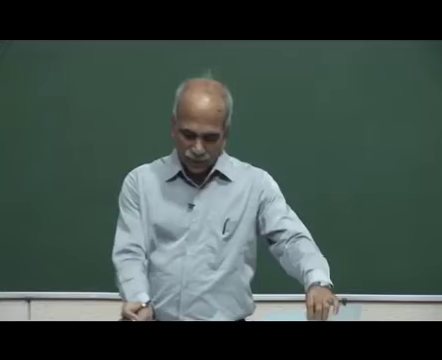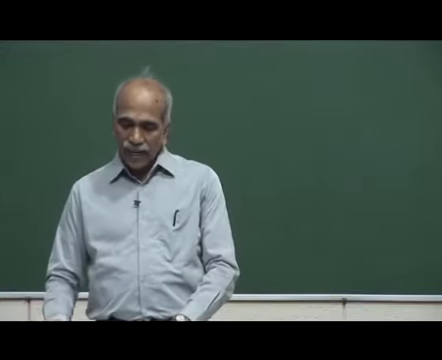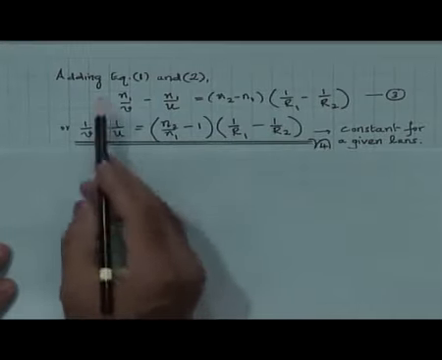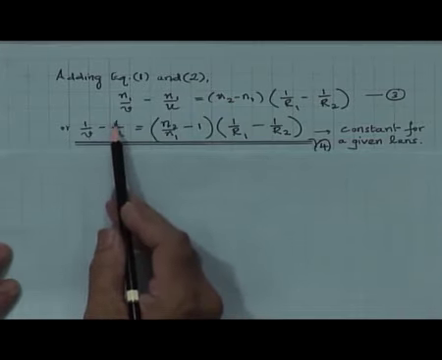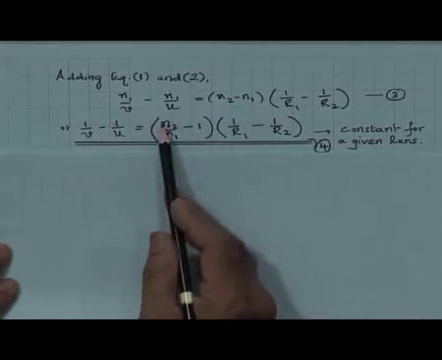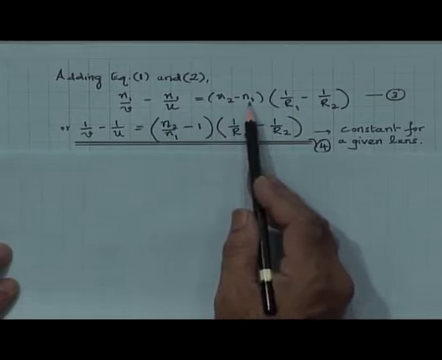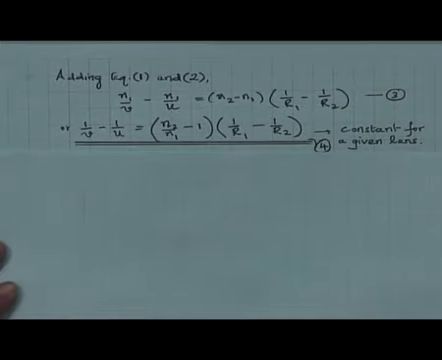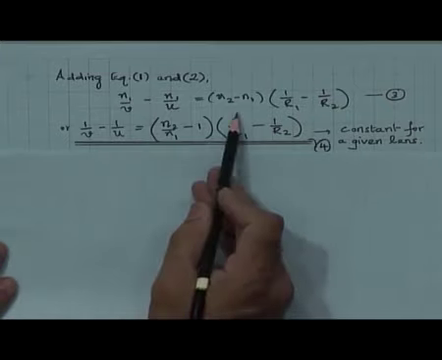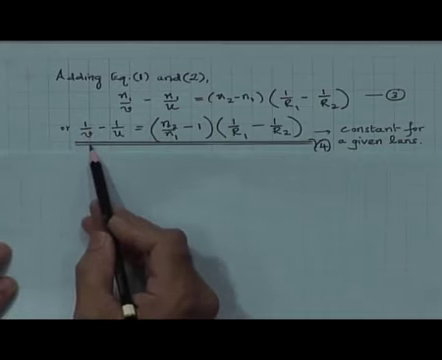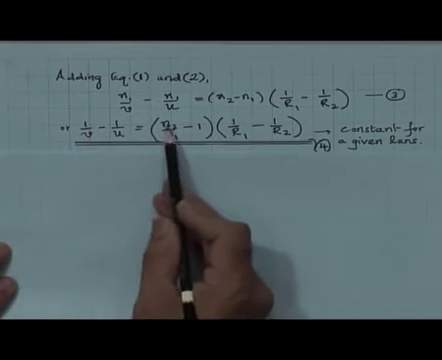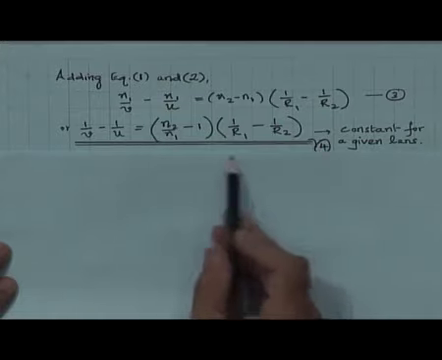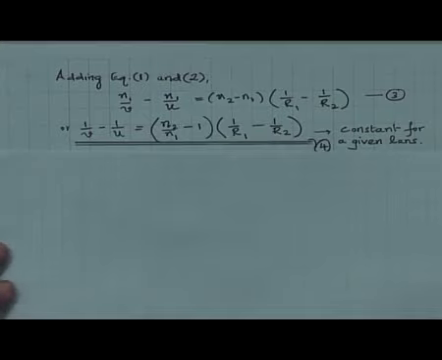So, let me show in the next slide here. Therefore, adding equations 1 and 2, let us focus here. Adding equations 1 and 2, we get n 1 by V minus n 1 by U is equal to n 2 minus n 1 into 1 by R 1 minus 1 by R 2. We can take the n 1 to the other side and we can write this as 1 by V minus 1 by U is equal to n 2 by n 1, that is dividing throughout by n 1, n 2 by n 1 into 1 by R 1 minus 1 by R 2.